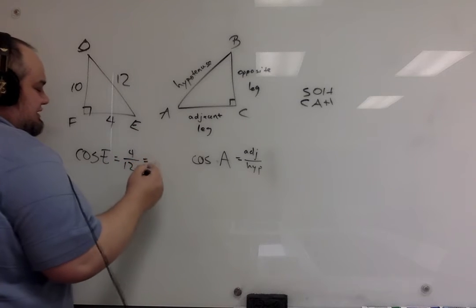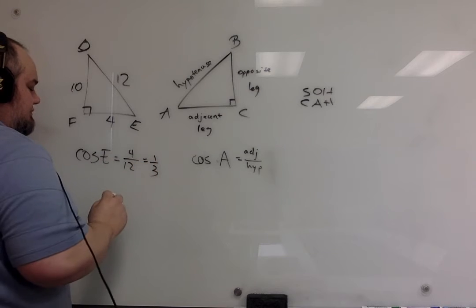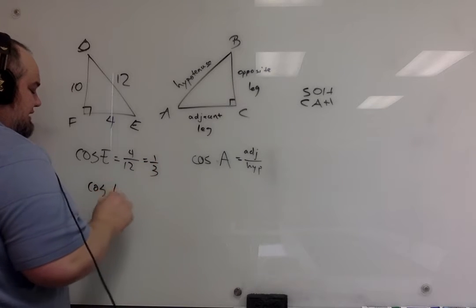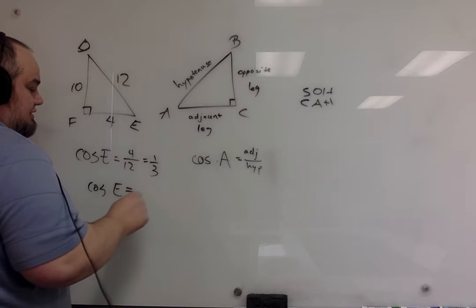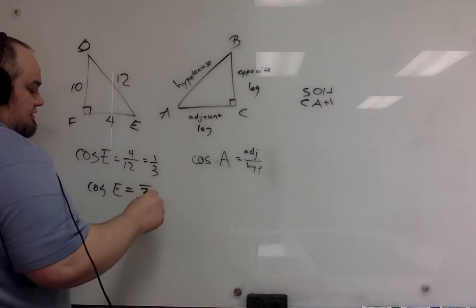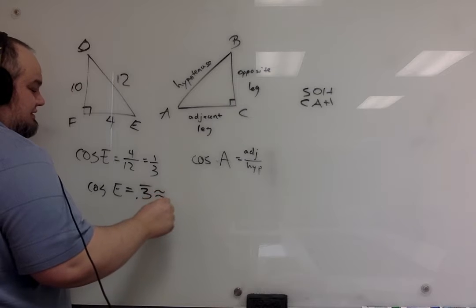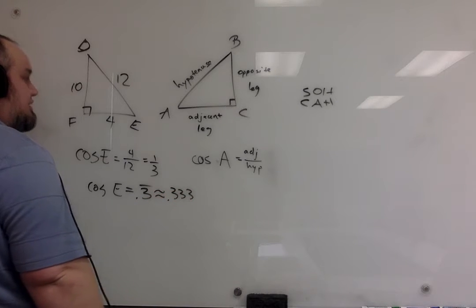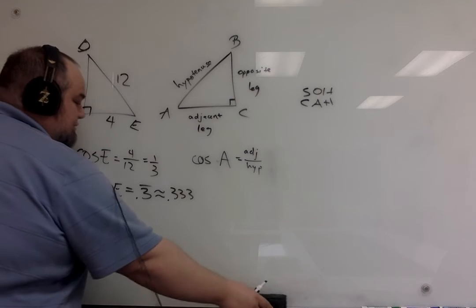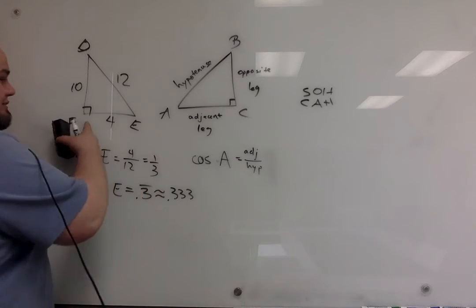We would reduce it to 1/3. And then cosine of E, written as a decimal, would be 0.3 repeating. Or if we were going to round it, it would be 0.333. So that would be cosine of E. Now remember, the adjacent leg is the leg that's right beside it.